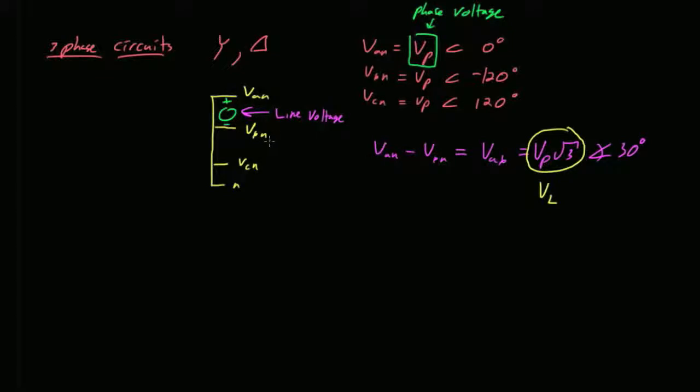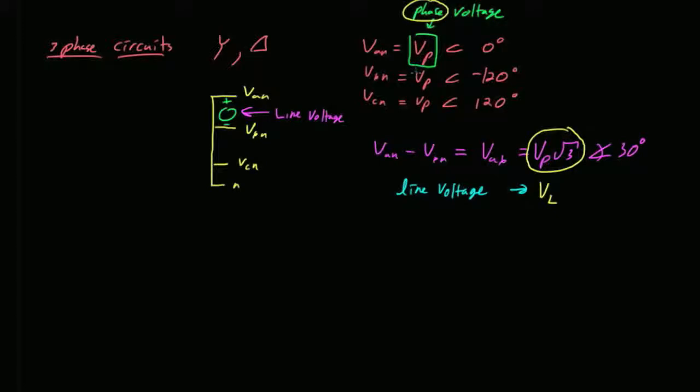I'm trying to at least introduce the vocabulary. If you're looking at it versus the neutral, you're talking about the phase voltage. If you're looking at it between two of the lines, you get what's called the line voltage. And there is a predictable, measurable relationship between the phase voltage and the line voltage. The line voltage is always more than the phase voltage, by a factor of root 3, and it leads the phase voltage by 30 degrees. So you have that shift that's there.